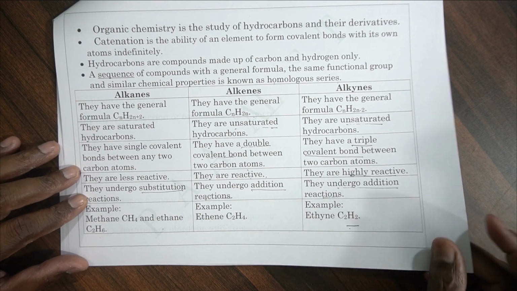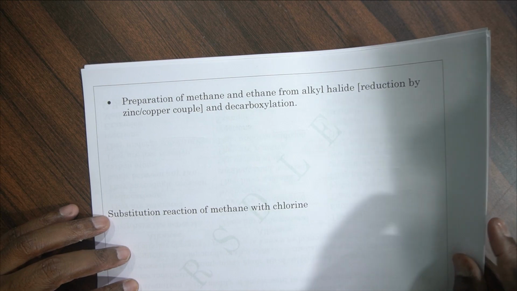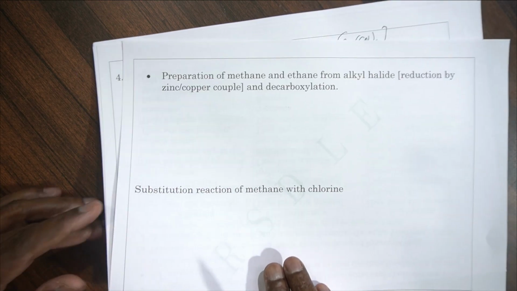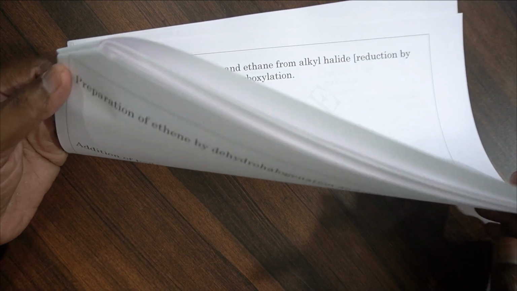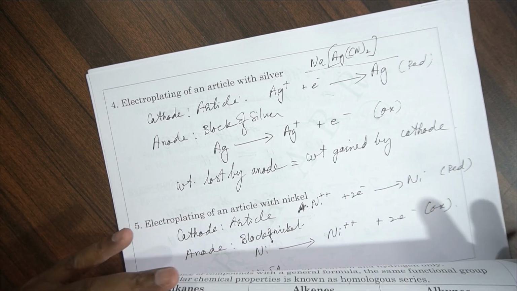So there is a video by the name hydrocarbon. You can go and see that. There you will find more details about this, and structures are also explained there. Now the next one is preparation of methane and ethane from alkyl halide in the laboratory. So that's what we have to see. How do we prepare methane and ethane?